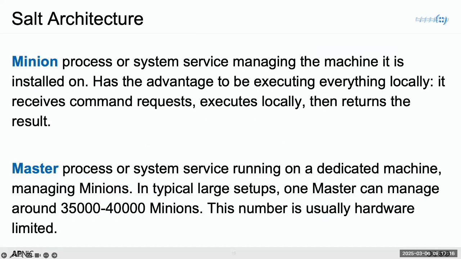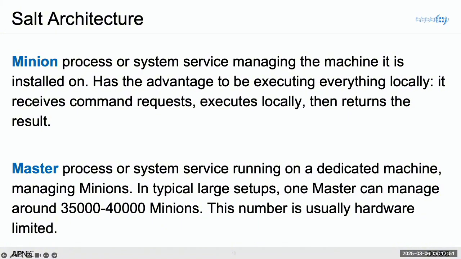So in Salt architecture, as I said, we have a minion and a master. The minion is a process or a system service which helps us to manage the machine, and it is installed on the device itself. So it has the advantage of executing everything locally, because in the case of Ansible you have to establish an SSH session. In this case, your session is established from the master to the minion, and that's a secure session, and then the minion executes the commands and gives feedback to the master.